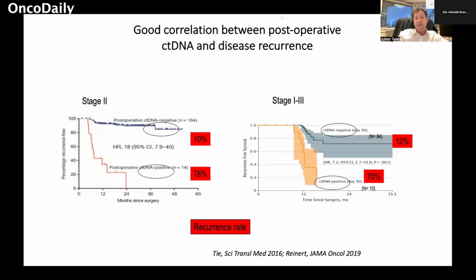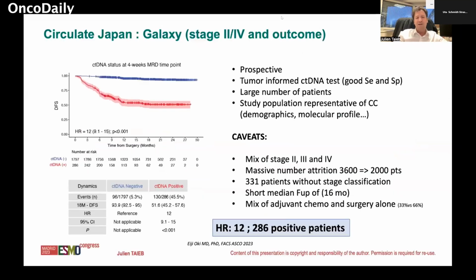But you can already see that not 100% of the patients positive will recur, and not 100% of patients with negative postoperative ctDNA will be cured. So already we've seen that it's not perfect, but it's very good, like 80 and 90% respectively, which is quite impressive and better than everything we have done and seen before.